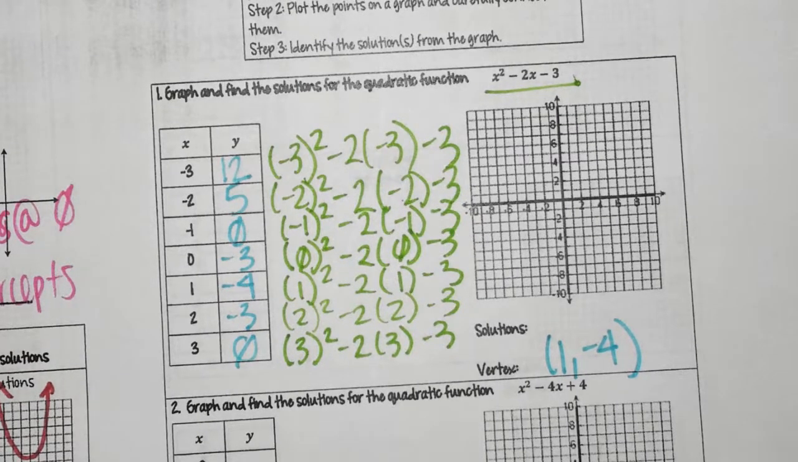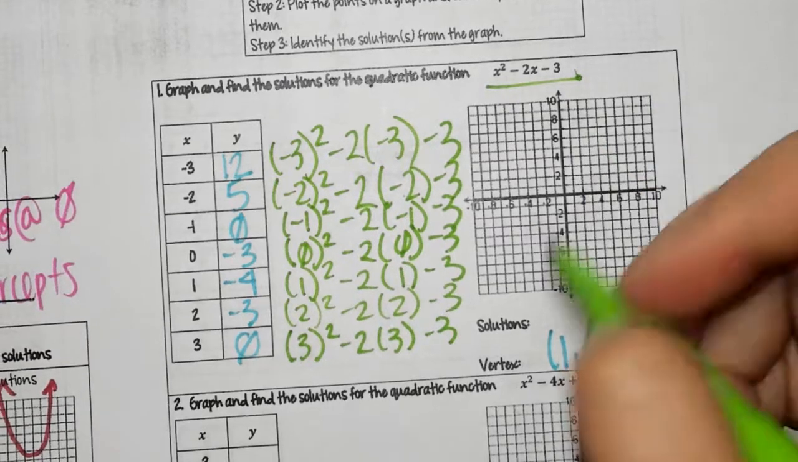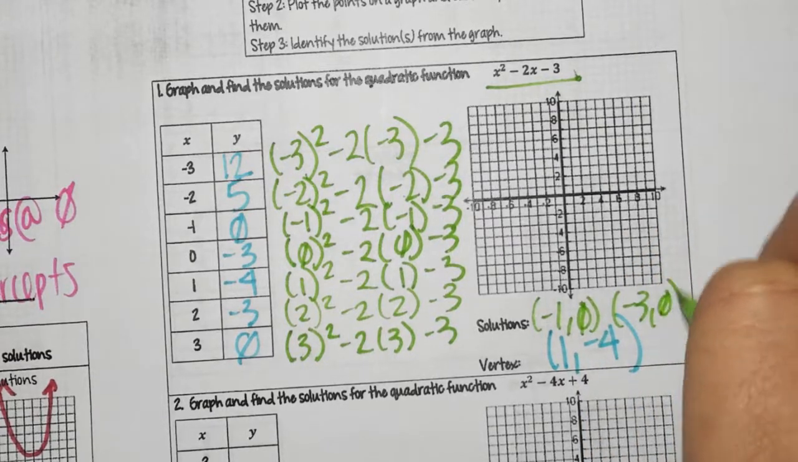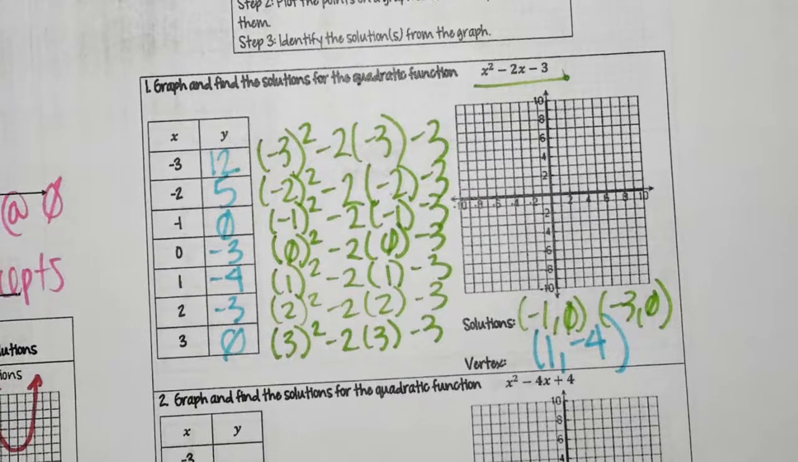Now, solutions are zeros. And yesterday in our notes, we wrote down for the zeros that y had to equal 0. So did we have any solutions here where y equals 0? Which one? Negative 1, 0, and 3, 0. Did we have to graph that to do it? But now we're going to. So everybody get ready to graph.